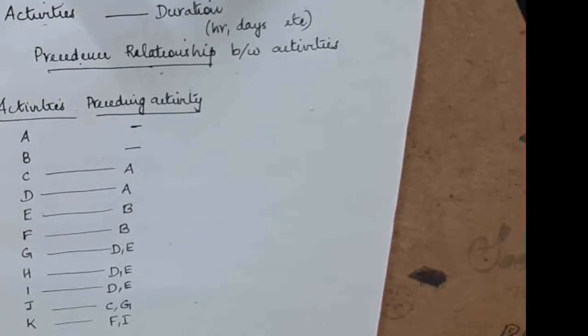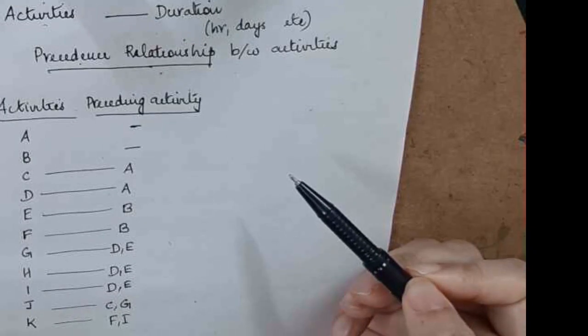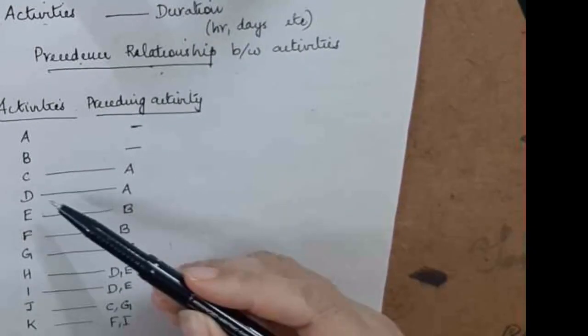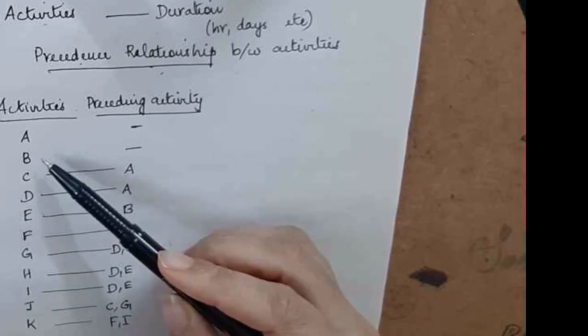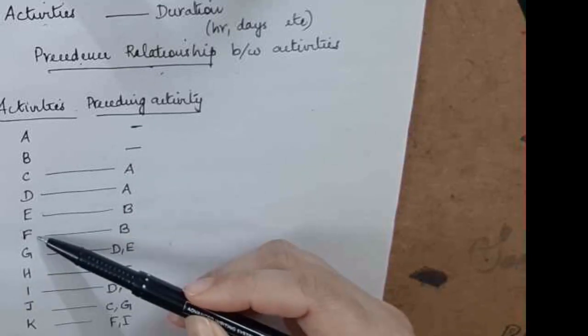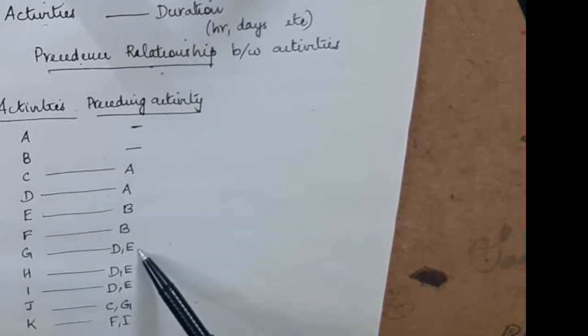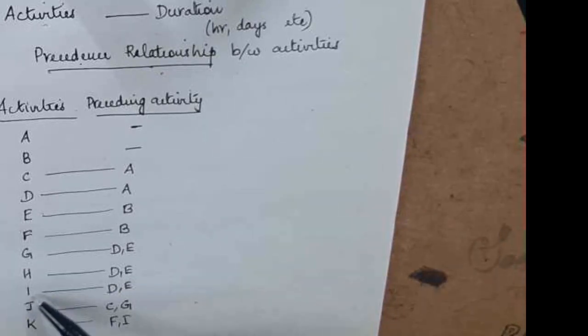This means A and B can directly start. They do not have to wait for any activity to finish. C and D can only start after A finishes. E and F can start only after B finishes. G, H and I can start only after both D and E finish. If D and E finish, all these three activities can start simultaneously. J can start only after C and G finish, and K can start only after F and I finish.